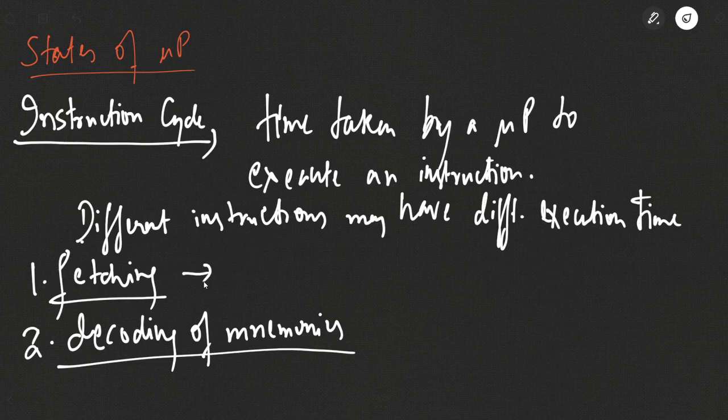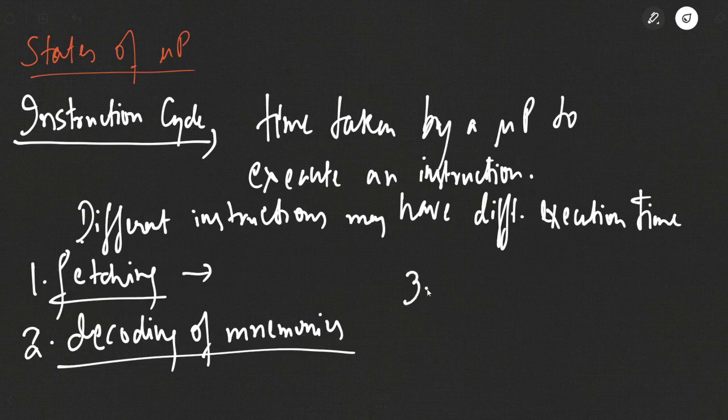Similarly, once we have the instruction, we need to start decoding it. Fine. So most of the programming that we use in 8085 is assembly language programming. The microprocessor needs to decode this into machine language. Say, for example, we have instructions written in hexadecimal. The microprocessor will fetch it and then convert it into binary. That's known as decoding of mnemonics. Fine. So this process will also take some amount of time.